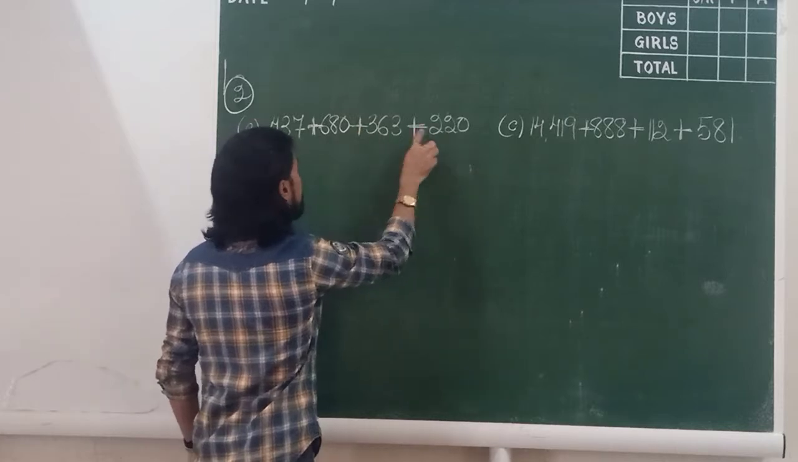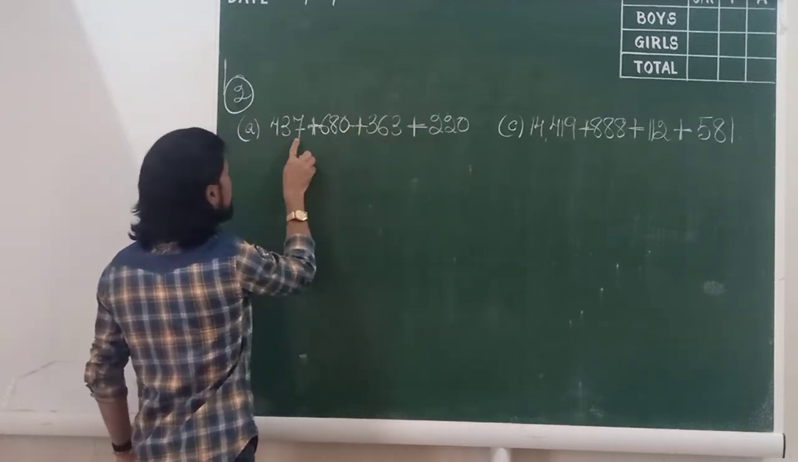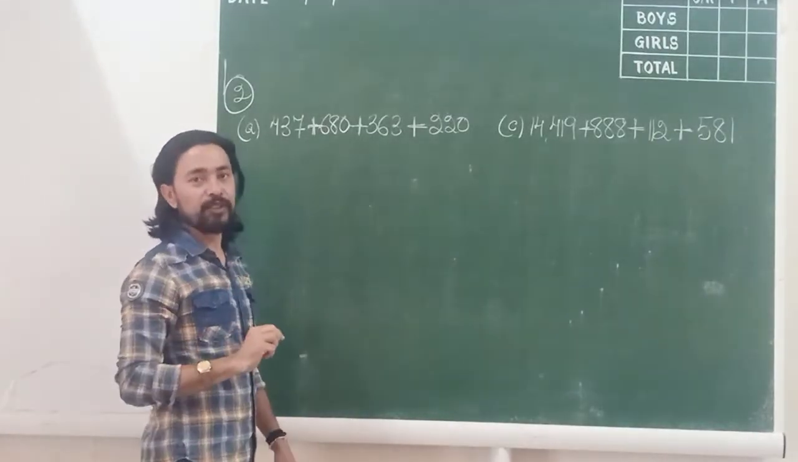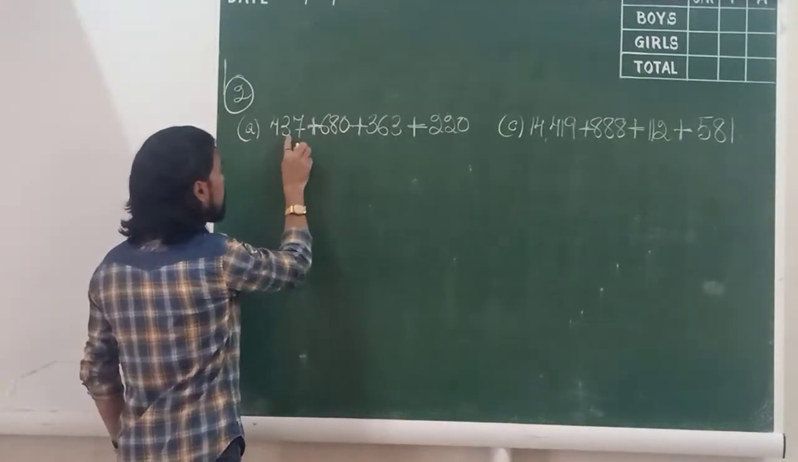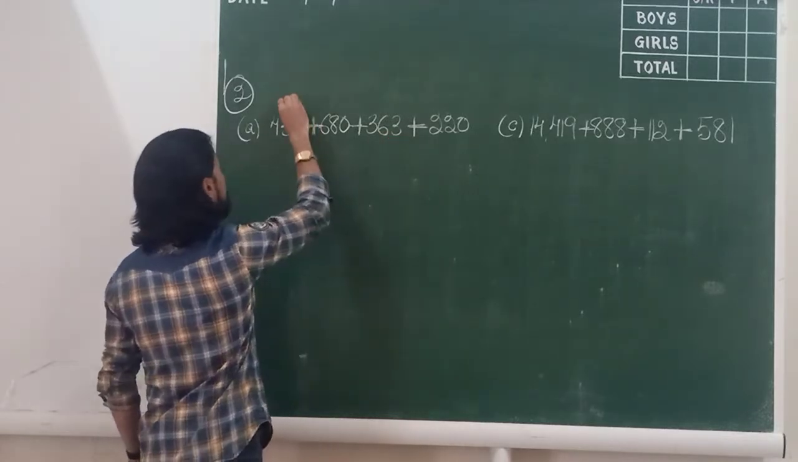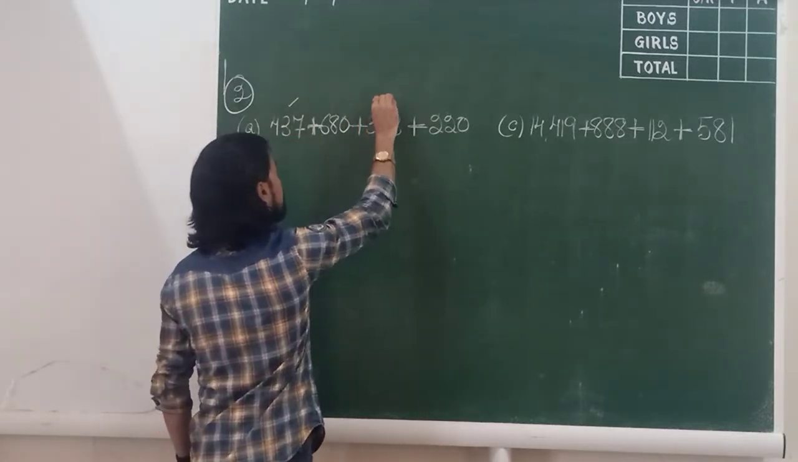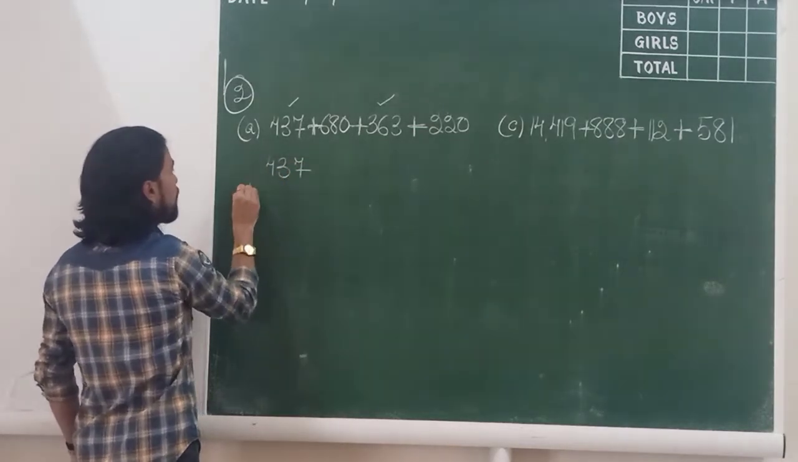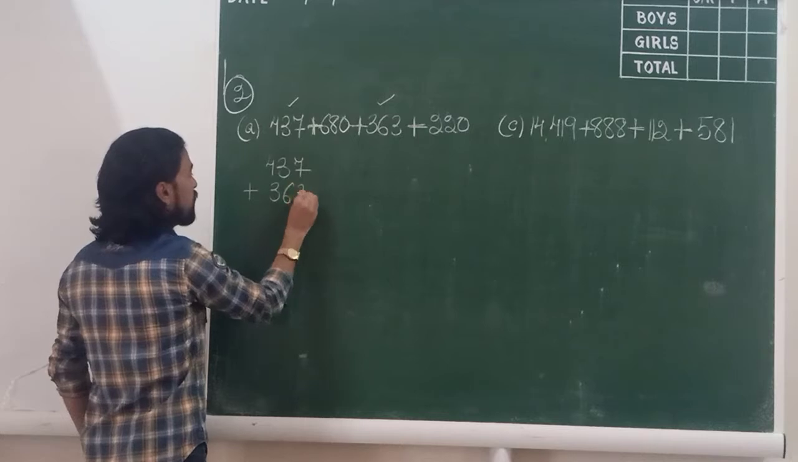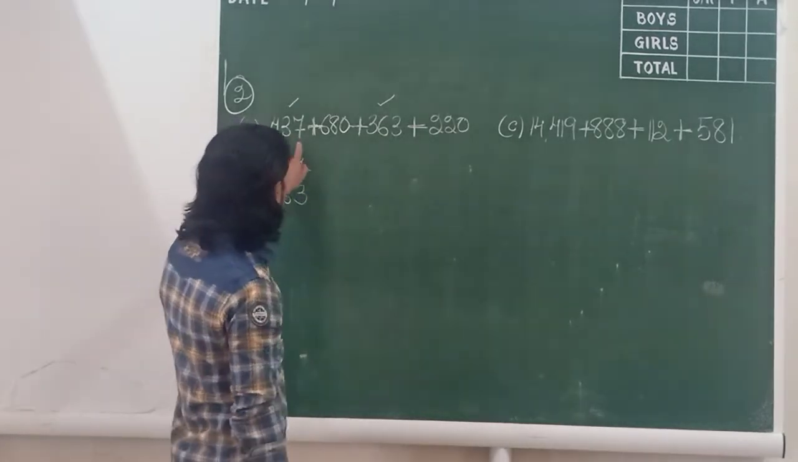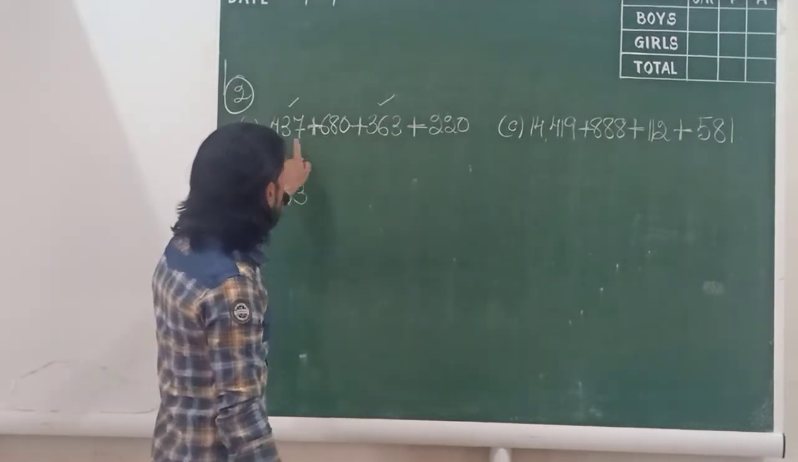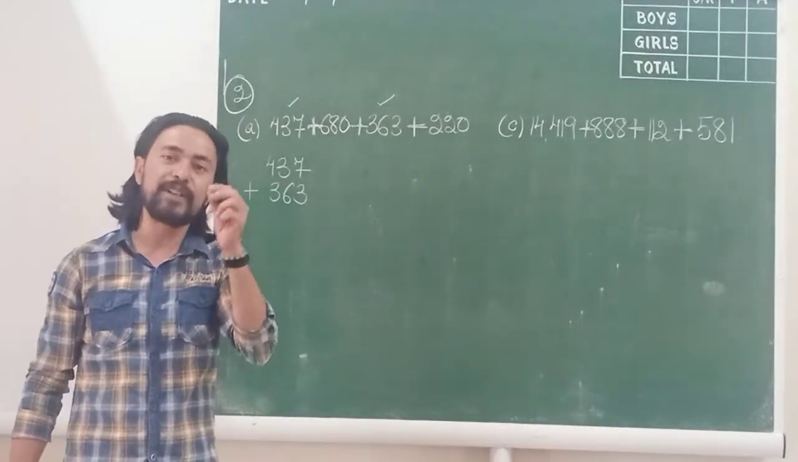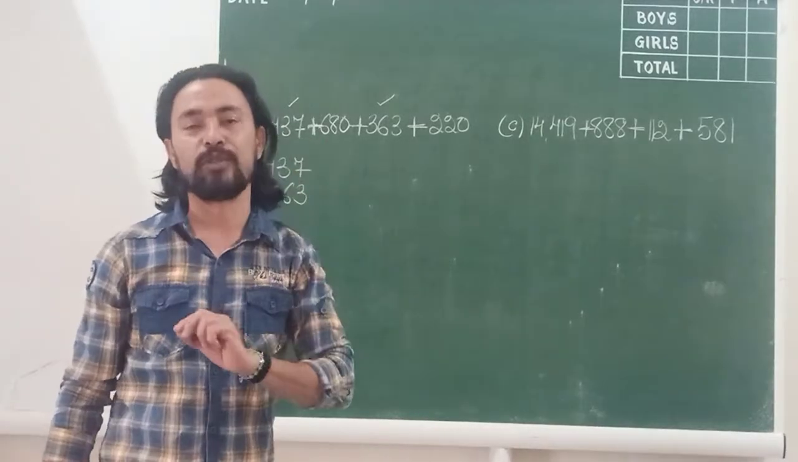Now these 2 are ending with 0. But this is ending with 7 and 3, which will give me a number ending with 0. So I will take 437 and add it to 363. Remember, when you're doing it, tick mark the numbers. So I take 437 and I add it to 363. You must target your last digit and see the last digits that will add to give me a 0.